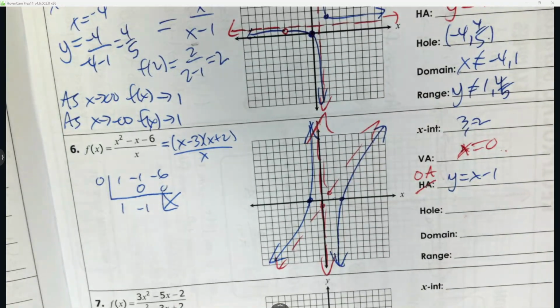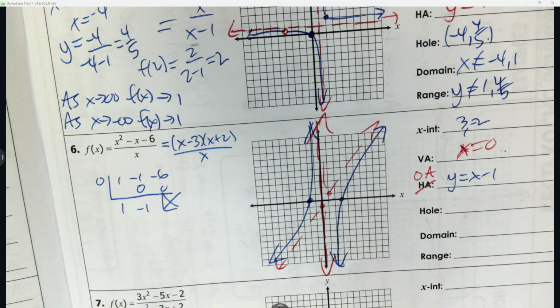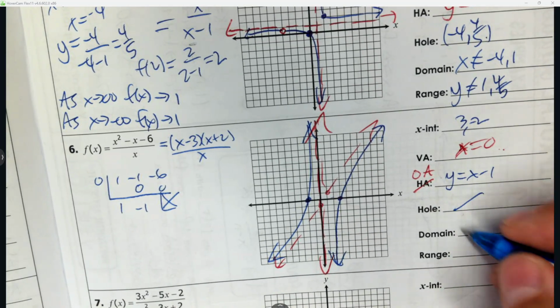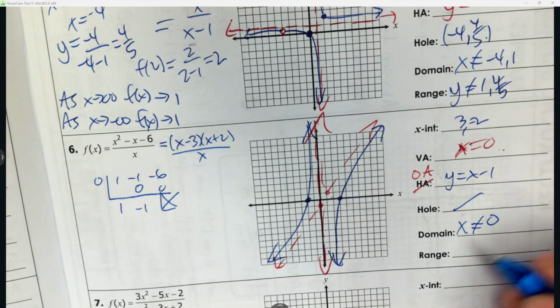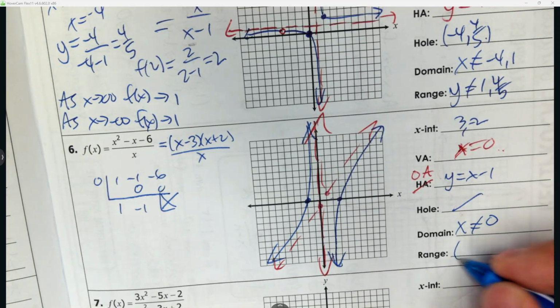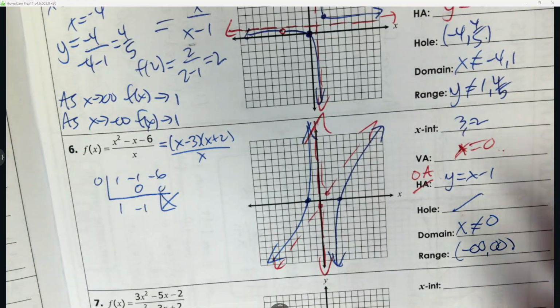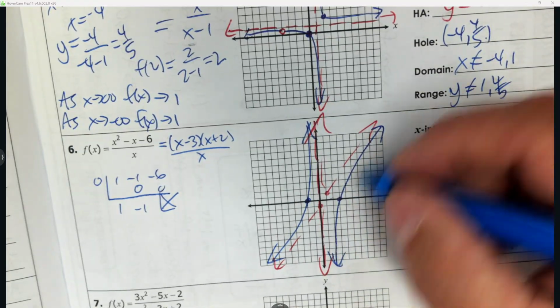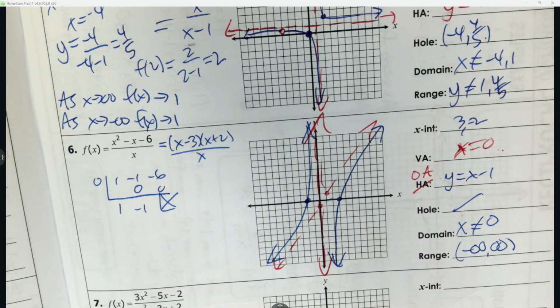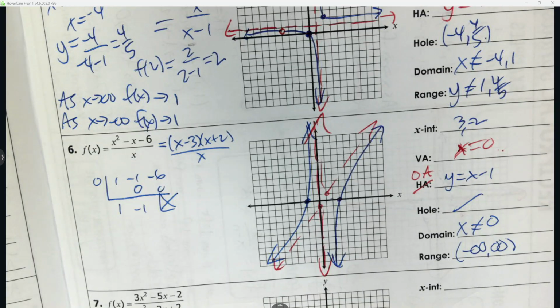So it has a very different look to it, right? There's no hole. The domain, x can't be 0. And believe it or not, the range is all numbers because of the way the curve goes from the bottom to the top. It covers all the numbers. So that's a preview. The quiz on this lesson is not going to cover that, but the next one will.